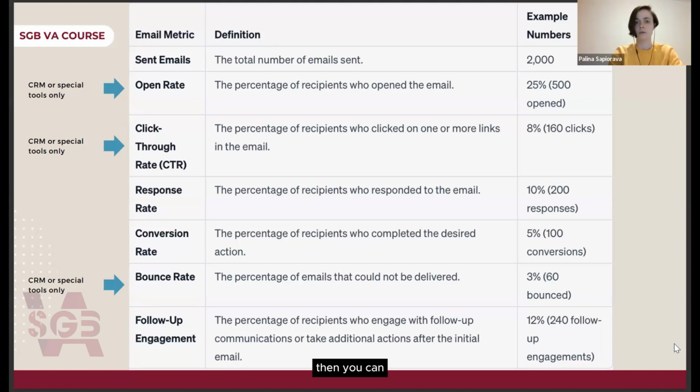Then you can also have your bounce rate, the number of emails that weren't delivered. Usually you can count them because you receive an automated announcement that the email wasn't delivered, but different tools also have that option, so you don't have to count by yourself. And of course, the follow-up engagement. So for example, how many emails were sent and how many follow-ups you have sent after that.